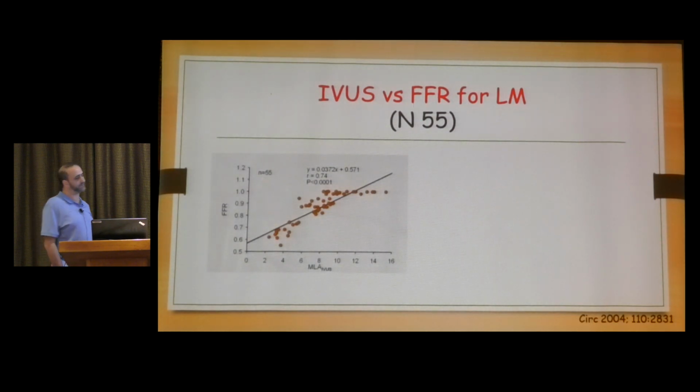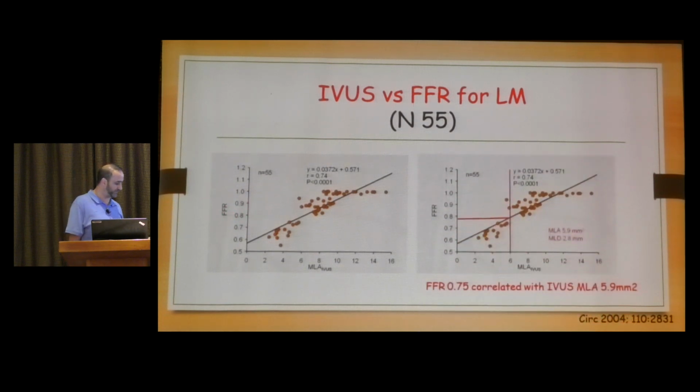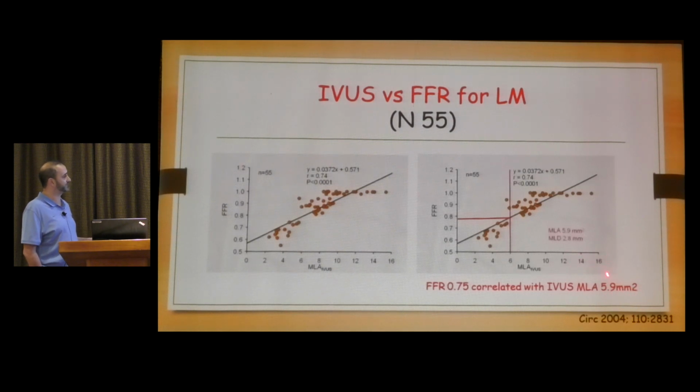Then we had studies correlating IVUS with FFR for left main. This is in 55 patients where we did the minimal lumen area and FFR for these patients. And when we took the cut point of 0.75 by FFR, and then the minimal luminal area, we came up with 5.9 millimeters square, which is 6 millimeters square, which is the other number we use for left main IVUS significance.